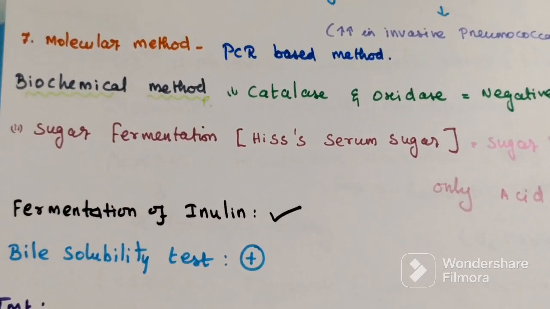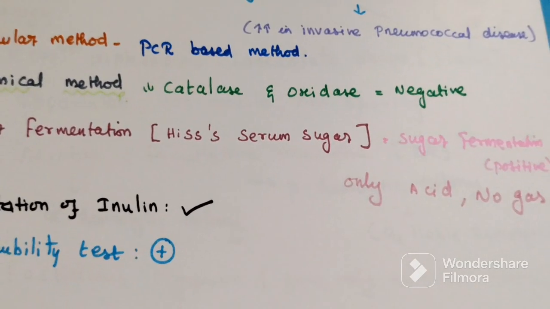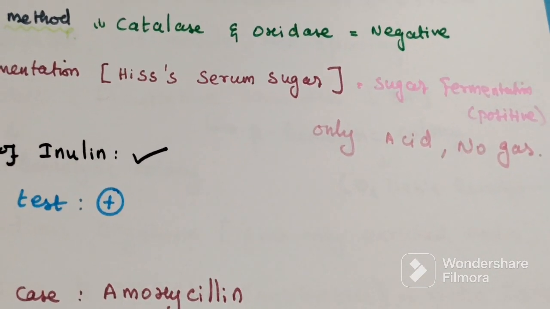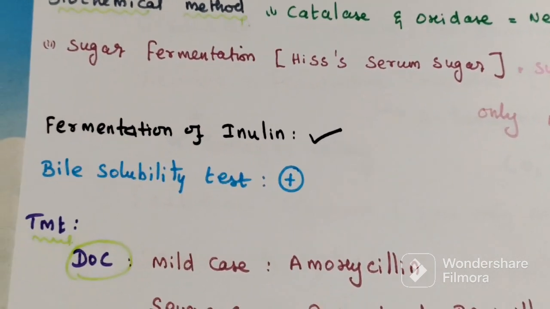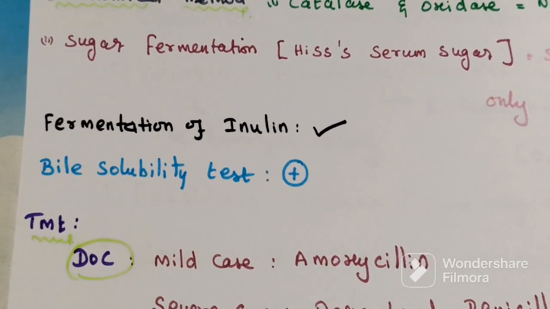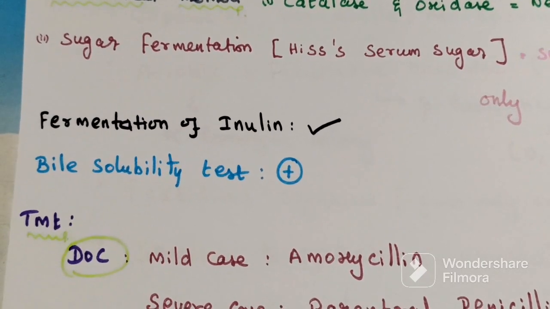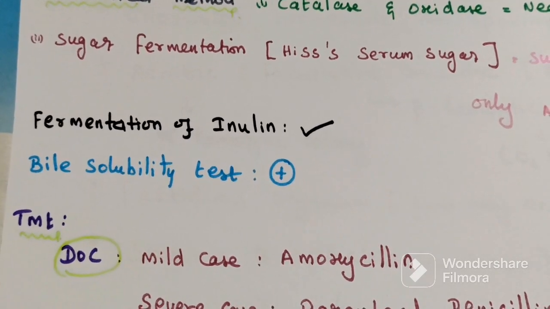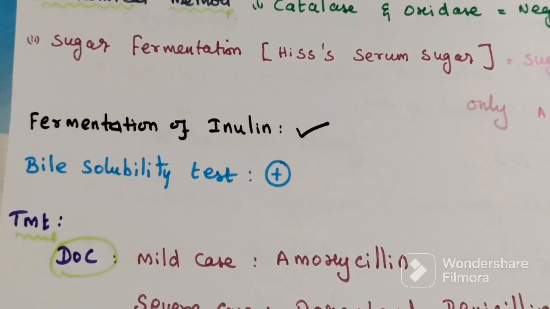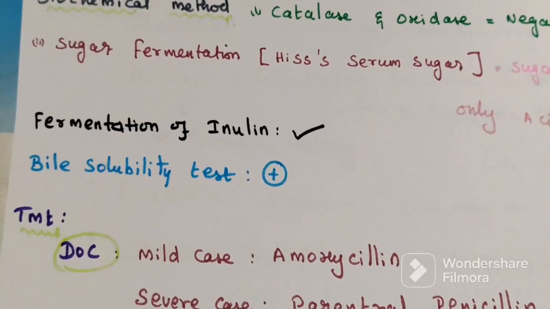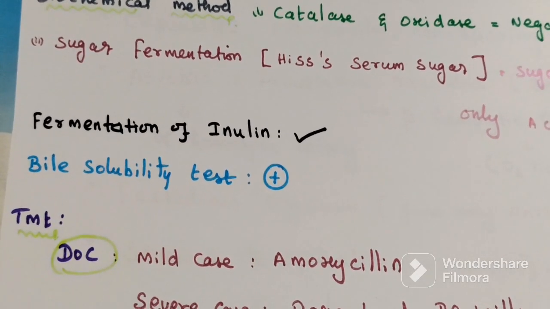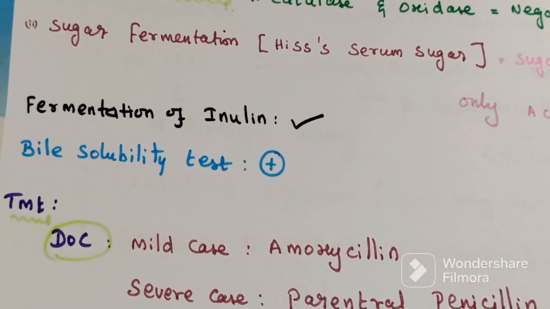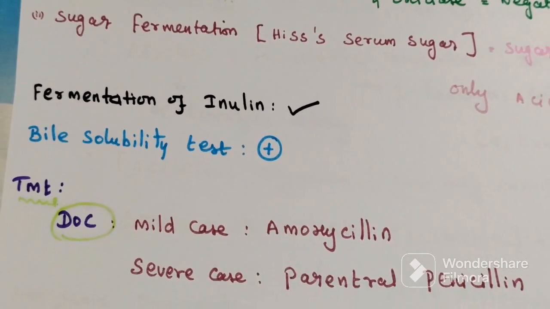Sugar fermentation: it can ferment sugar, but only acid production, no gas production. Next, fermentation of inulin. This test is seen in Streptococcus pneumoniae. This will differentiate it from other Streptococcus. Then, bile solubility test is also positive. Bacteria are lysed.